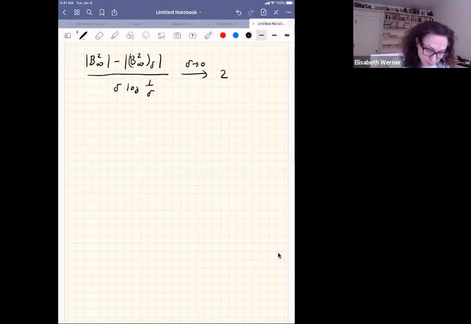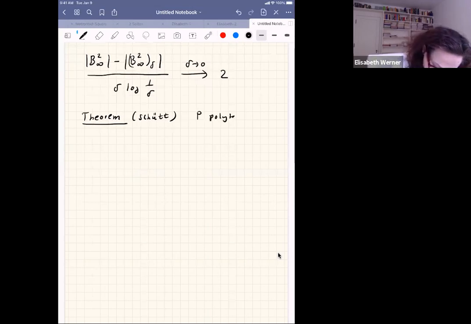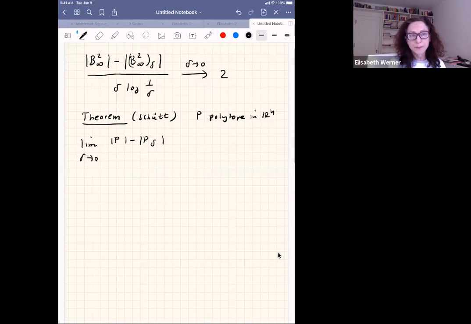Let me formulate the next theorem. That was done not only for the L infinity unit ball in dimension 2, but it gives you an idea of the next theorem, which is due to Carsten Schütt. If P is a polytope in R^n, then look at the limit as delta goes to 0 of the volume of P minus the volume of the floating body of the polytope, and divide by delta log 1 over delta to the n minus 1. In the case when n is equal to 2, we'll just get 1 as above.